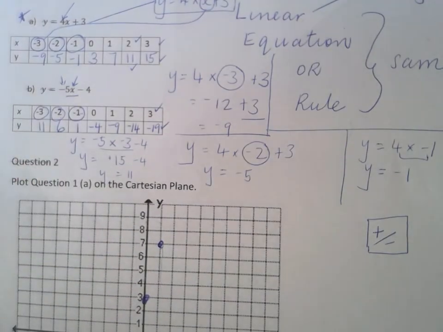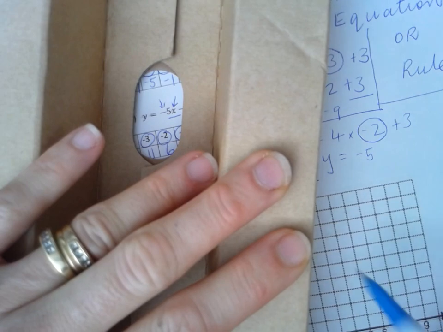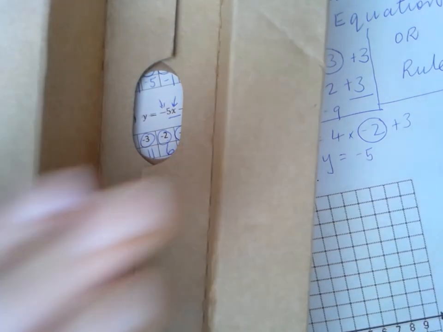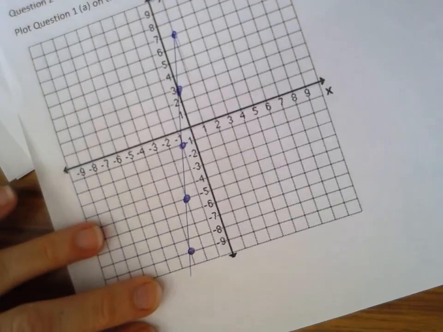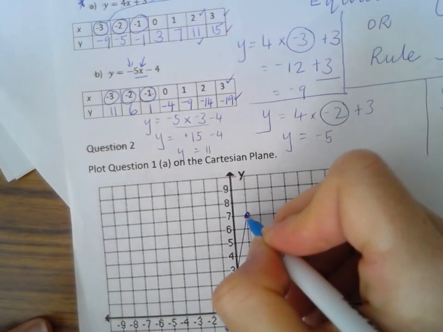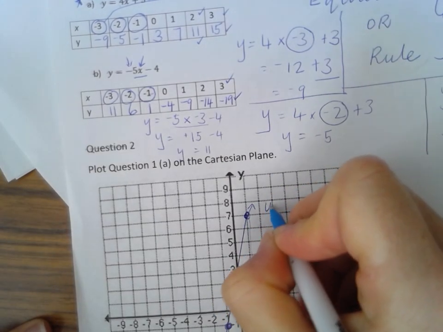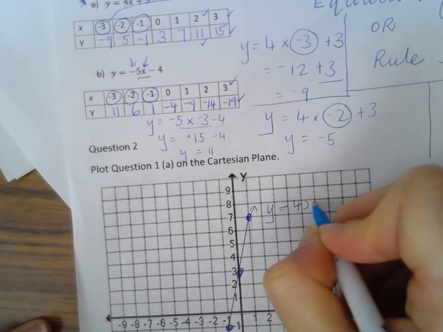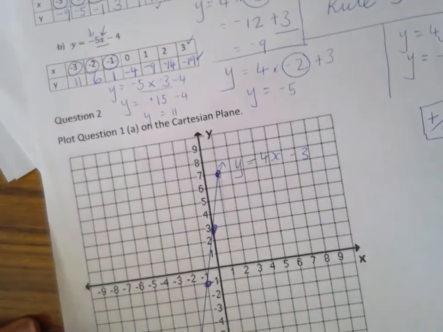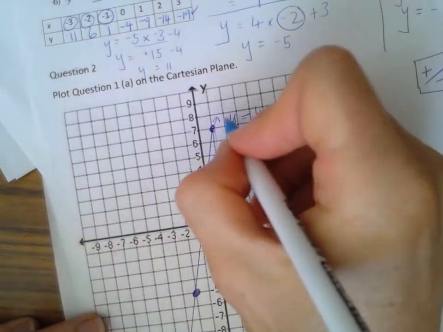Right, if you take a fancy ruler like this and join the points, remember to put your arrows on each end, and name it y equals 4x take away 3. Remember to do that, label your graph.